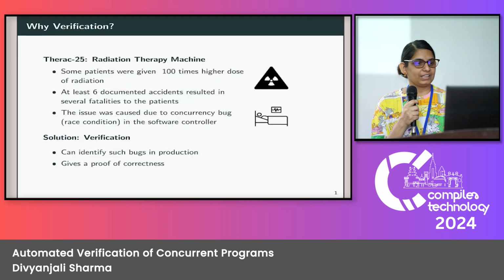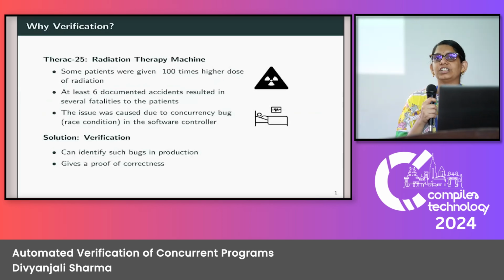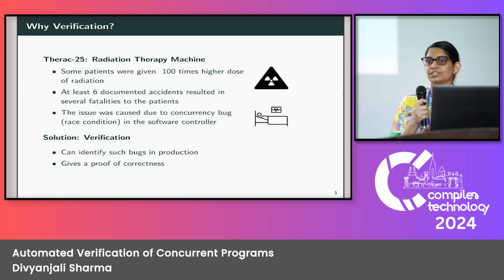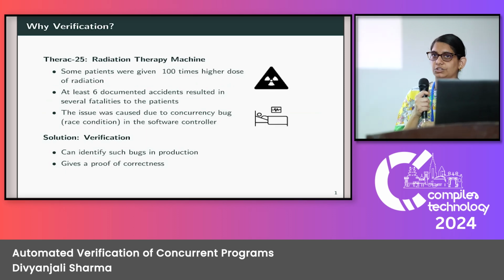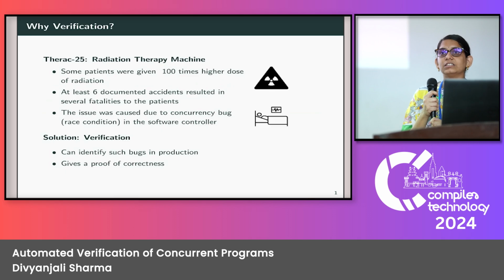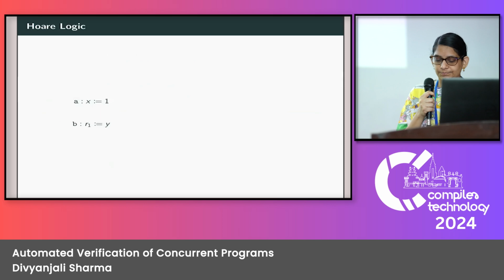So, with that, first of all, the question is, why are we even interested in verification? Why do we want to do that? This is a real world example of a bug that caused some deaths. What happened is there was a race condition which triggered more radiation than should have been released, and that resulted in the death of at least 6 people. So depending upon how critical your piece of code is, you might want to have a proof of correctness rather than just testing it and saying it's most likely correct.